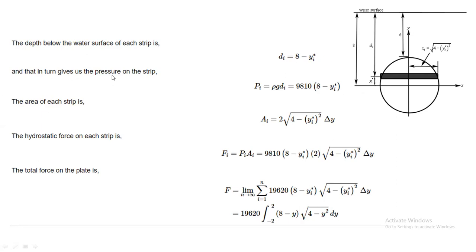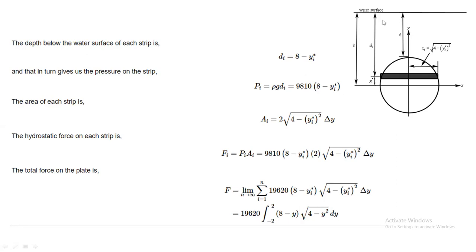And that in turn gives us the pressure on the strip. So pressure, what is pressure? Rho g d, right? So what is this rho g? Rho g is 9,810. Your rho is 1,000, your g is 9.8, so that would be 9,810. By the way, class, this is rho g, 9,810, because of the fixed density of water, which is 1,000, multiplied by the gravitational constant, which is 9.81. So this 9,810 is the product of the two, the rho g.